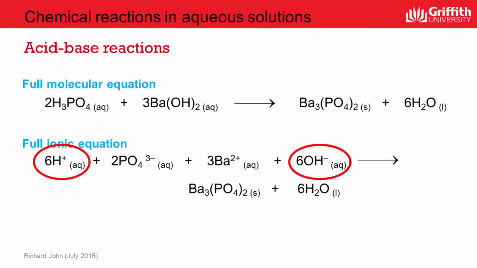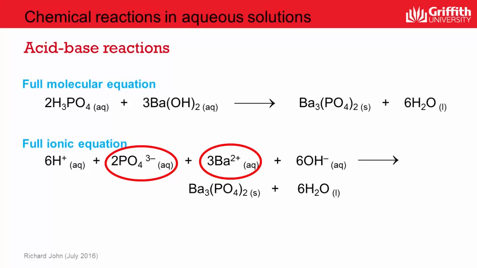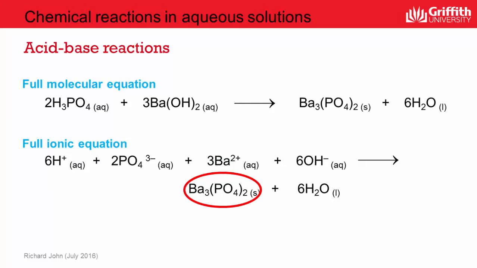So what we need to recognize here is that the 6 H+ ions and the 6 OH- ions on the left hand side of the arrow are actually combining to form these 6 waters. So clearly the H+ ions and the hydroxide ions have undergone a physical or a chemical change, in this case a chemical change. The other thing we need to appreciate is the 3 barium ions on the left hand side and the 2 phosphate ions are actually coming together to form the solid barium phosphate. So again, these ions have undergone a physical change, going from the left hand side of the arrow to the right hand side of the arrow.